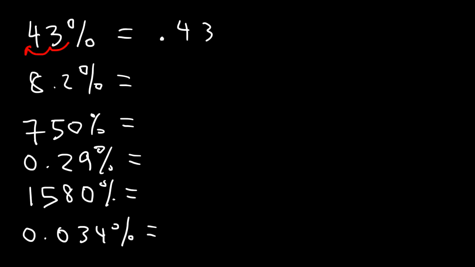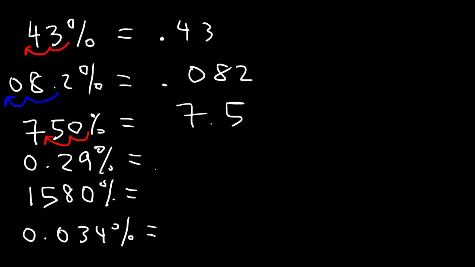8.2%. If we move the decimal 2 units to the left, there's going to be a 0 in front of the 8. So it's going to be 0.082. 750%. If we move the decimal 2 units to the left, it's going to be between the 7 and the 5. So it's simply 7.5.